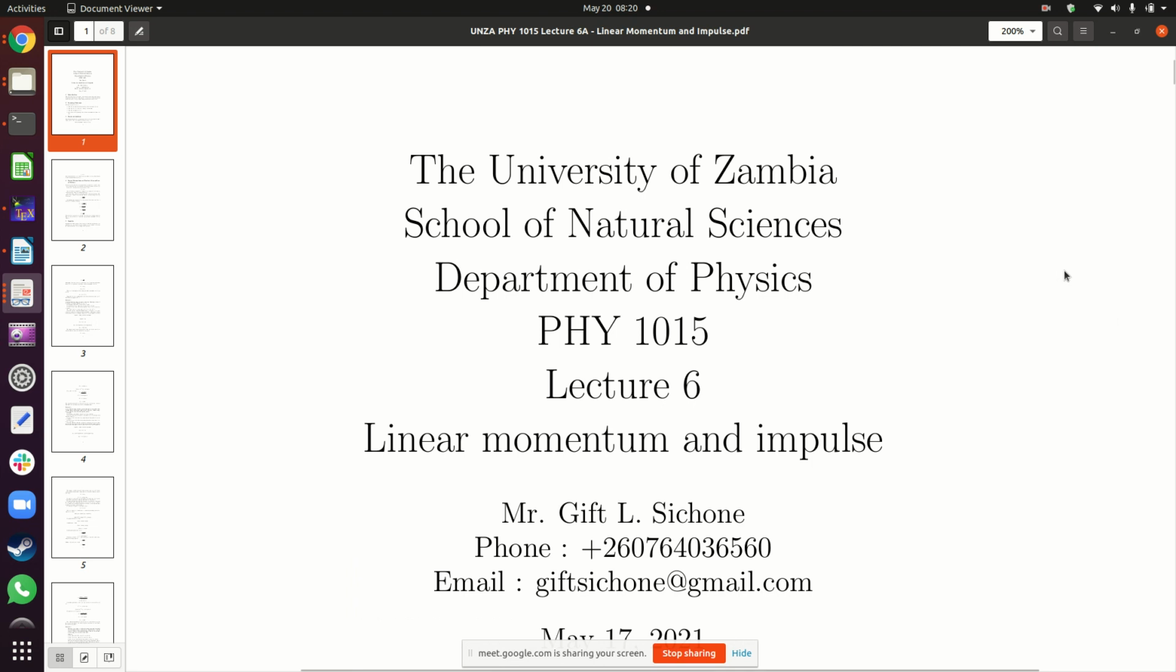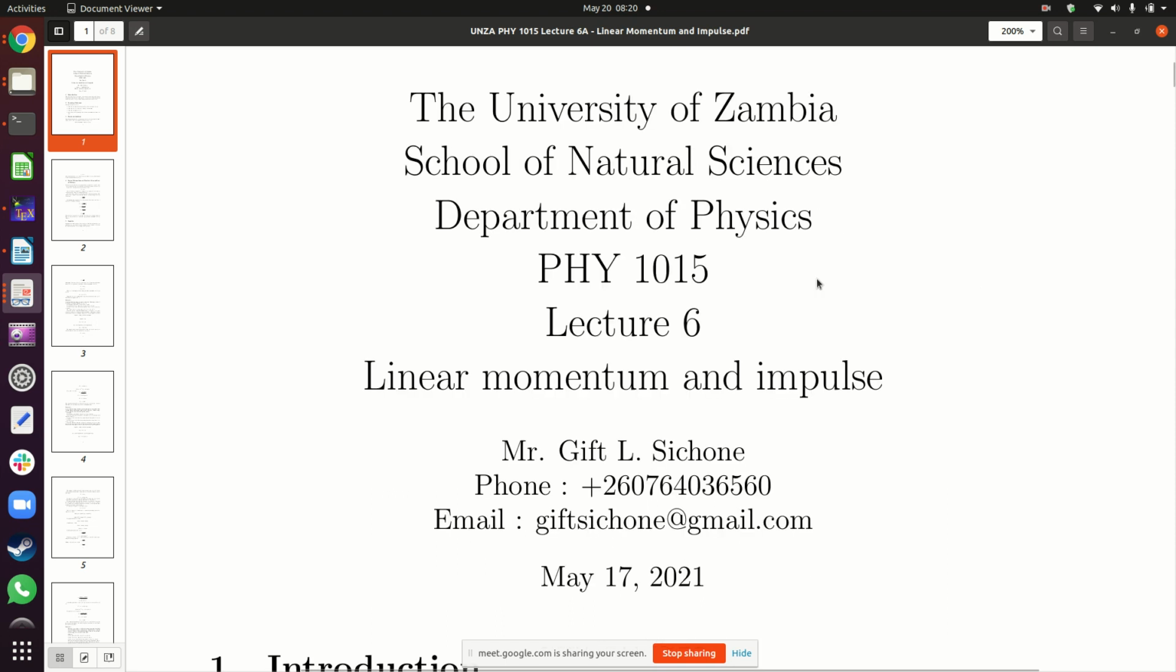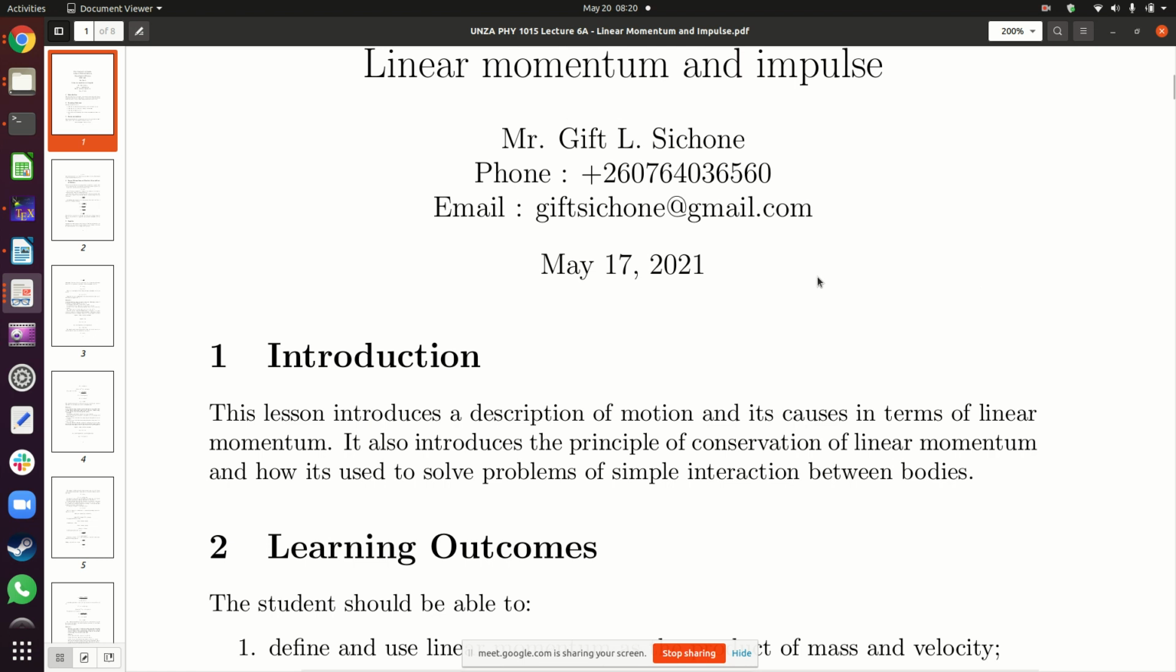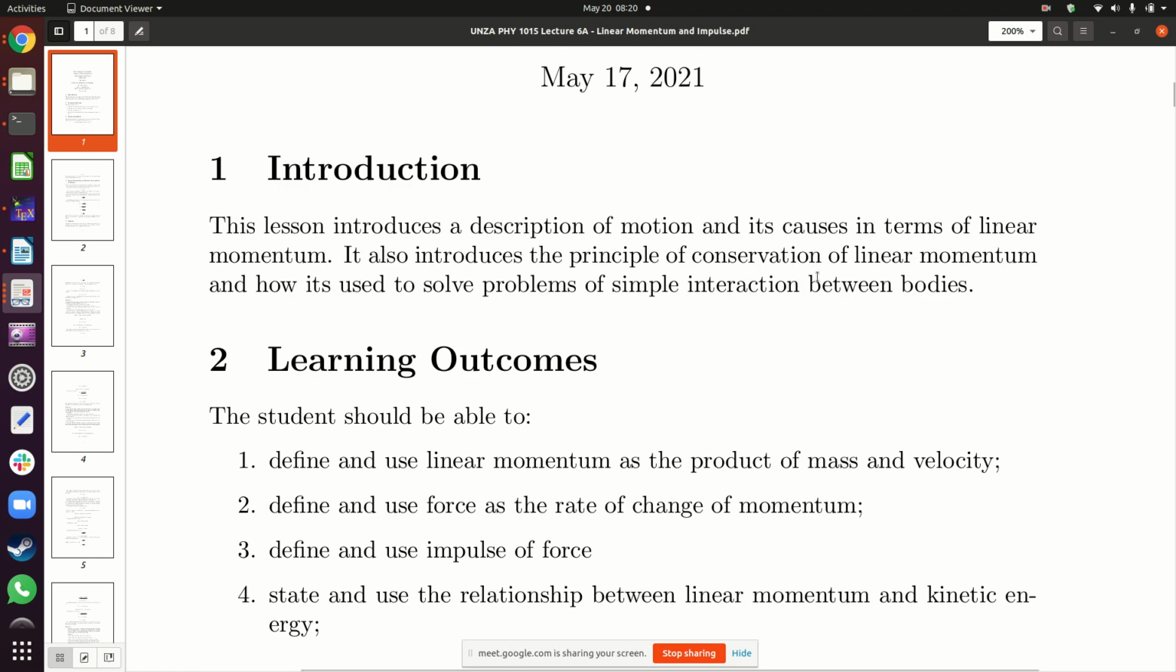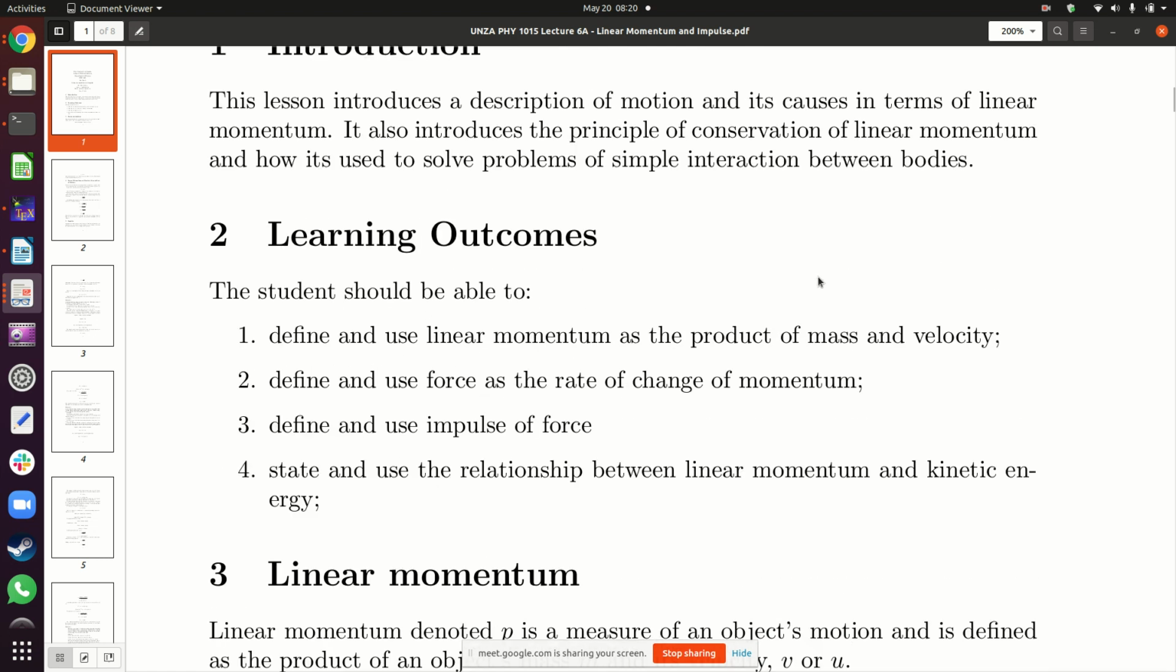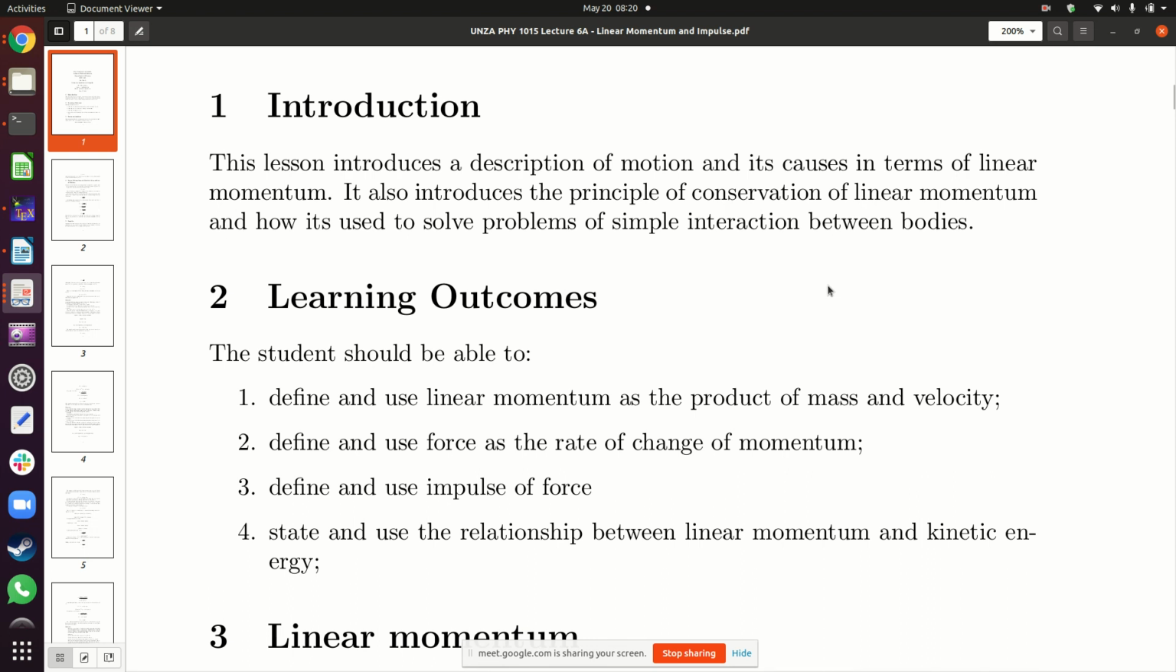Can we see? Okay. So this morning we are looking at something called linear momentum and something related to linear momentum, which is called impulse. So without any delays, our objective in this case is to define and see what linear momentum is.